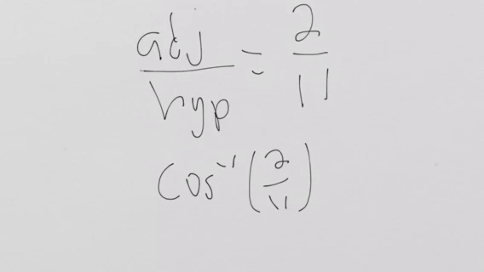For adjacent over hypotenuse, 2 over 11, we're going to do arc cosine of 2 divided by 11. Now, first thing, before we hit enter, we see the adjacent side is very small compared to the hypotenuse, which means our answer should be more on the 90-degree side than on the 0 side. A small adjacent side with a big hypotenuse makes a big reference angle. So let's see what we get. Yeah, 79.5 degrees. Okay, that's a pretty large angle because of this ratio.